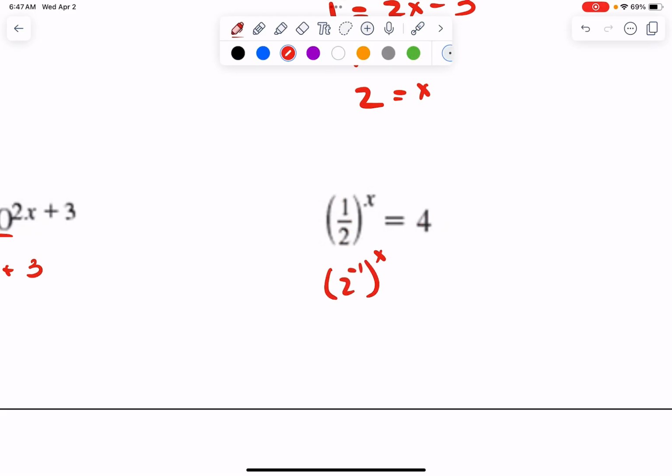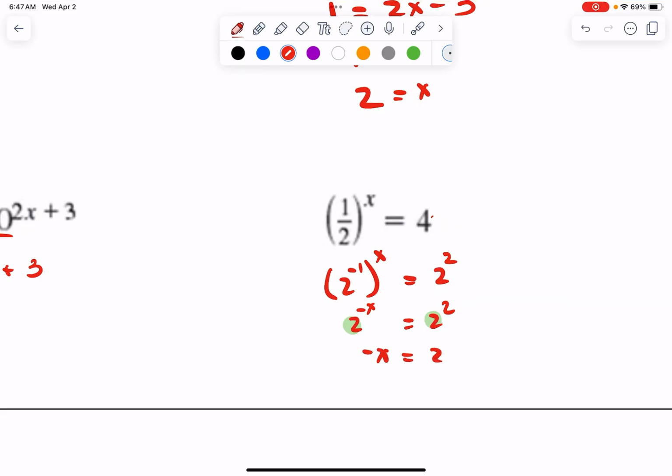And this is one way to do it. I'm going to change the 4 to 2 to the 2. So this would be 2 to the negative x. And this is the negative exponent rule right here. Remember, if it's a half, I can change it to 2 to the negative 1, which is equivalent. And the bases now are the same, which is what I wanted.